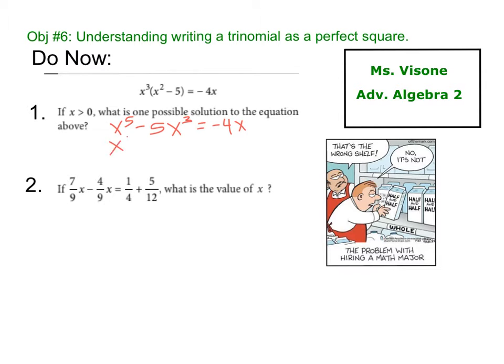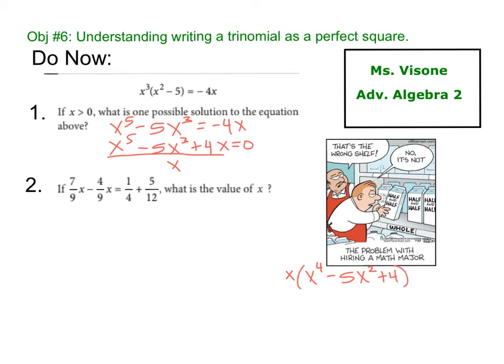So we get x to the fifth minus 5x to the third plus 4x equals 0. Now, if you notice, there is a GCF of x. I'm going to pull that one out. So I have x times x to the fourth minus 5x squared plus 4.